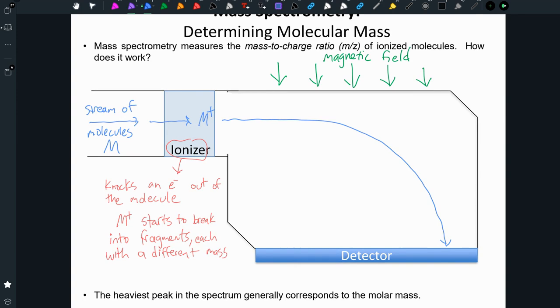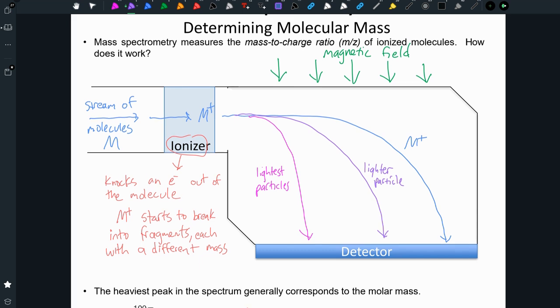Okay, so M plus is going to go the farthest on my detector. Some of those lighter fragments will break off earlier and hit the detector in different spots. So lighter particles don't travel as far because they get accelerated really quickly down toward the detector.